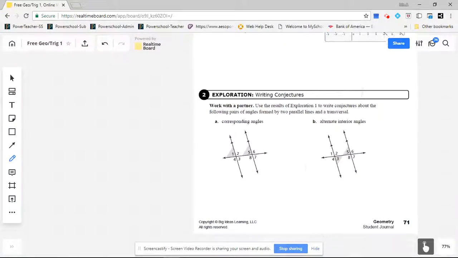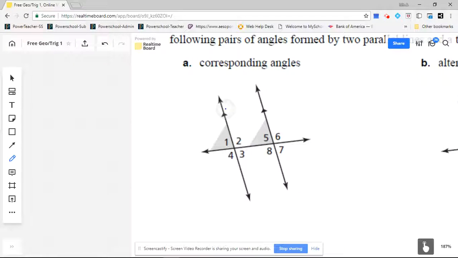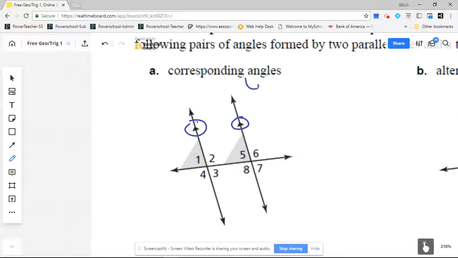So let's take a look at the very first pair down here, corresponding angles. Notice the parallel symbols. Okay, that's parallel. Notice the angles that they shaded in. They're called corresponding. We know corresponding angles are in the same position. They're called same position angles. And they are congruent. They're a congruent pair. They're always going to equal because they're identical angles.